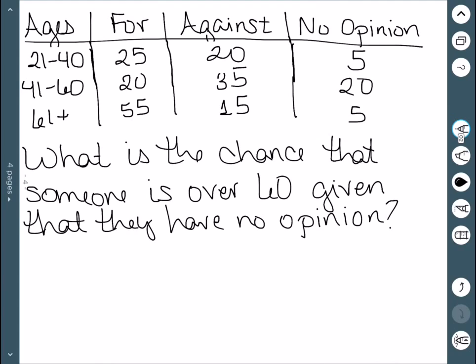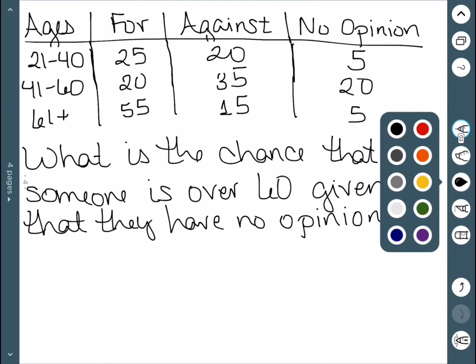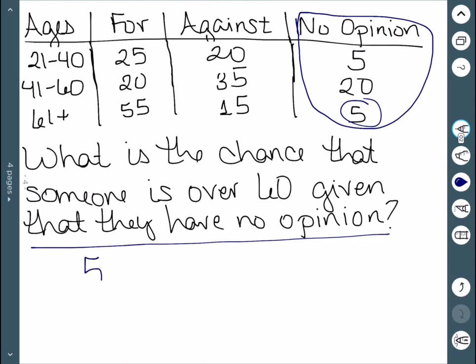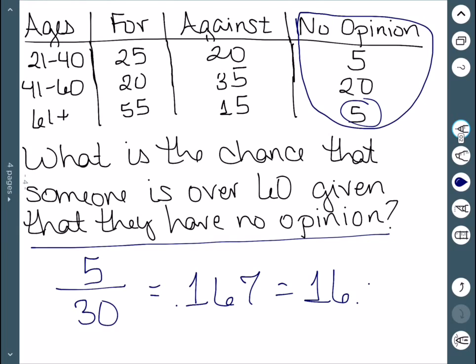Our next example, what is the chance that someone is over 60 given that they have no opinion? And once again, we're going to look at this given part. We know that they have no opinion, so this time I'm only considering the no opinion column in my table. I can ignore the rest because I already know that they don't have an opinion. We want to know the chance that they are over 60. Well, there are 5 of those at a total of, we can see in this column, there are a total of 30 people. This gives us 0.167 or 16.7%.